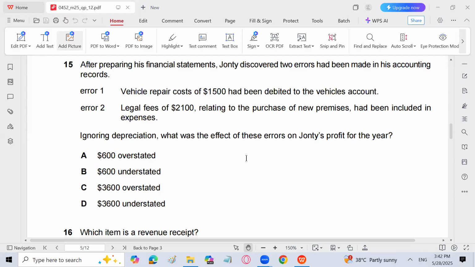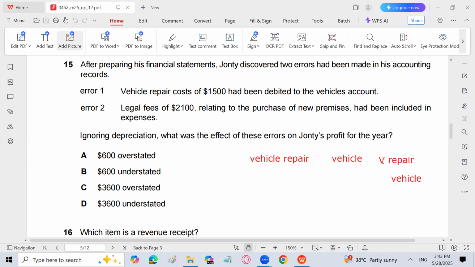So vehicle repair cost had been debited to vehicle. I was supposed to debit vehicle repair, but instead of vehicle repair, I have debited vehicle. Now vehicle is going to be credit and vehicle repair is going to be debit. So what was the effect of this error on Jonty's profit? Now he's not asking for correcting the error, right? He is asking the effect of the error on the profit before correction. So vehicle repair should have been debited.